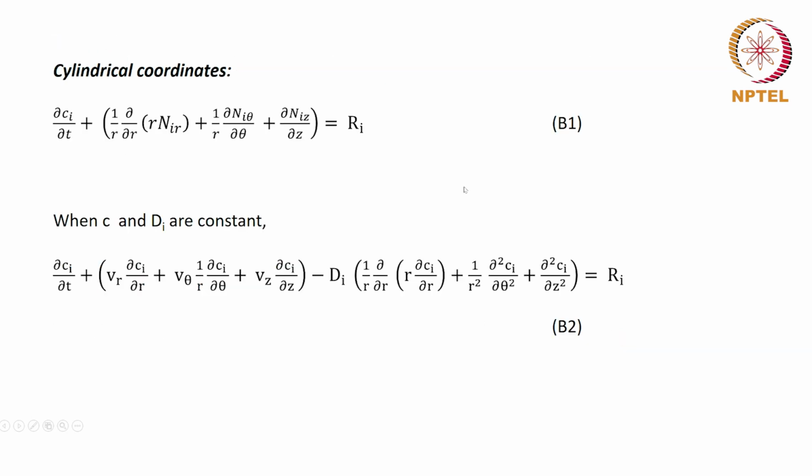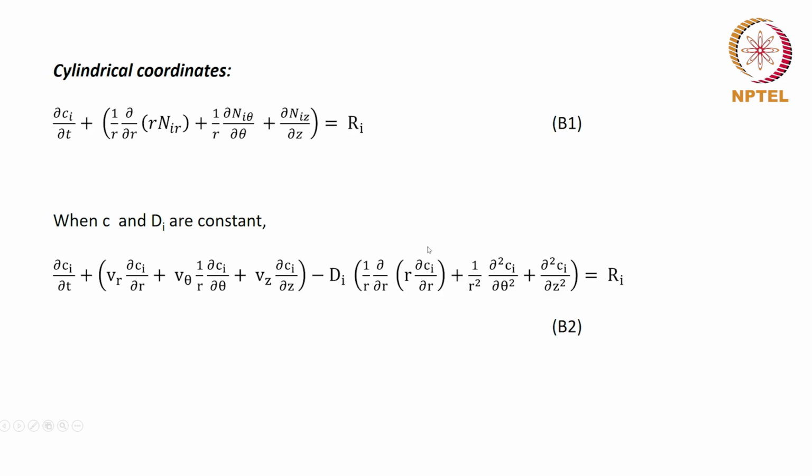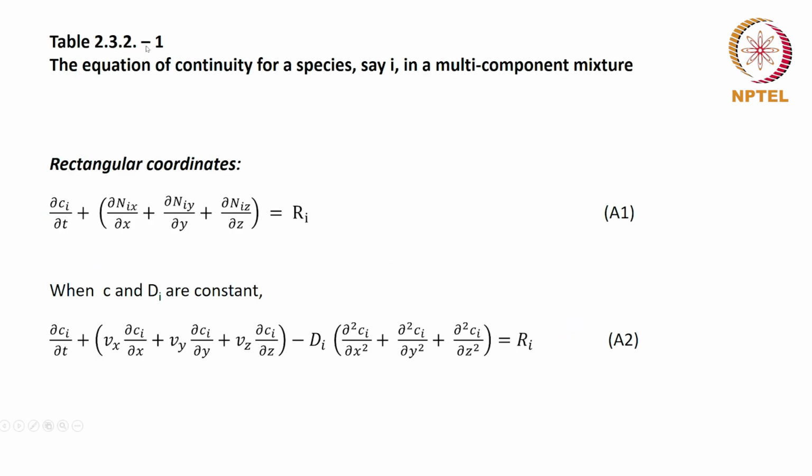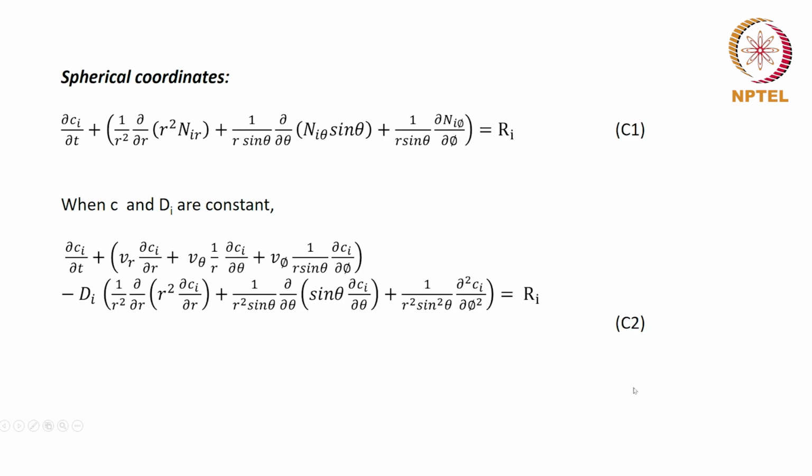First for rectangular coordinates, then cylindrical coordinates, where a non-trivial conversion has happened from rectangular to cylindrical, and then spherical coordinates. And as mentioned earlier, I would like you to make a copy, either a hard copy or a soft copy, of table 2.3.2-1, which consists of these three tables with equations A1, A2, B1, B2 and C1, C2, okay, and keep it aside at a place where you can easily refer to. We are going to use these equations very often. Okay.